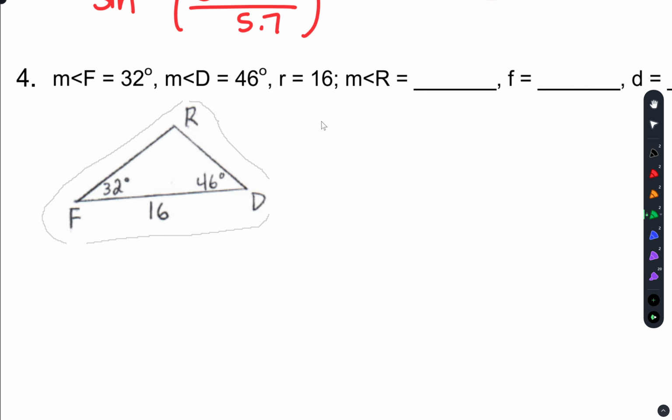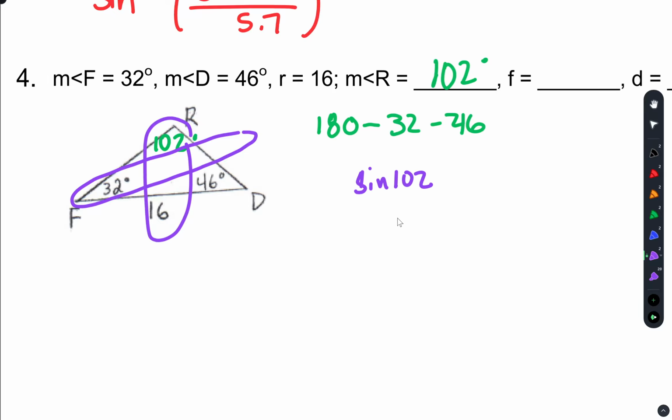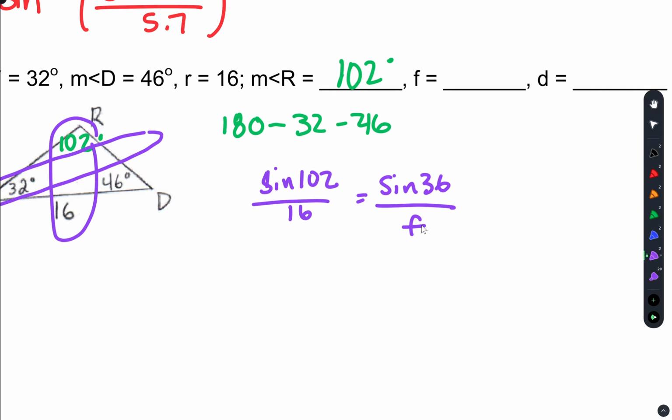The easiest part of this problem is the 180 minus 32 minus 46. Okay, so we get that angle really easily is 102. Let's do 2 setups. Do I have to do the law of cosines here at all? I don't think so. I have enough angles that I can make a bunch of pairs. So let's do the first law of sines here to get f. This is sine 102 over 16 equals sine 36 over f.